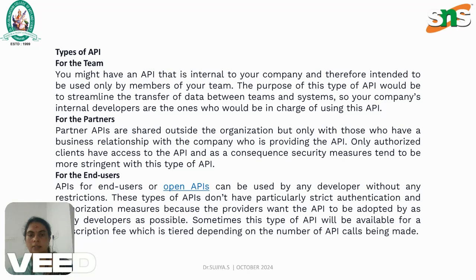For a partner, it is shared outside the organization, but only with those who have a business relationship with the company. Only authorized clients have access to this API, and consequently security measures tend to be more stringent with this type of API. And for the end users, it is an open API that can be used by any developer without any restrictions. This type of API doesn't have particularly strict authentication and authorization measures, because providers want the API to be adopted by as many developers as possible.